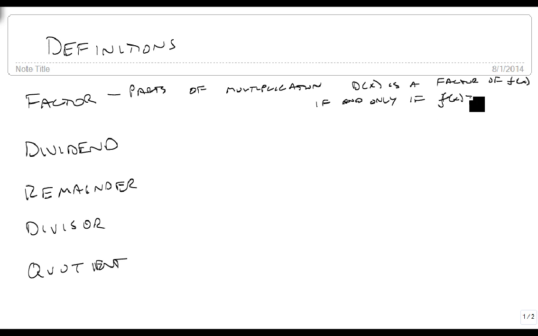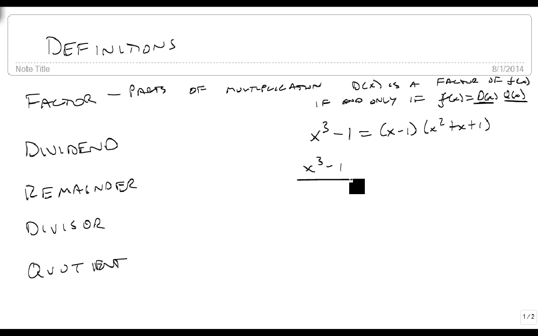f of x is equal to d of x times q of x. In other words, it's only a factor if we have another factor that when we multiply them gives us f of x. And so that helps us keep track of what we're looking at. So for instance, if we had something like x cubed minus 1 is equal to x minus 1 times x squared plus x plus 1, we could rewrite this as x cubed minus 1 over x minus 1 is equal to x squared plus x plus 1.